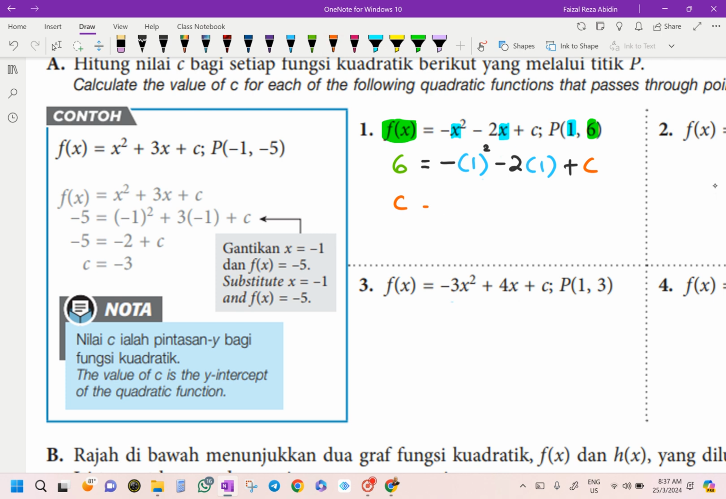Ada orang kata macam mana cikgu? Okay, buat satu-satu. This is 6 equals, this one you are going to get negative 3, the whole thing here, everything here, plus with C. Then we bring negative 3 to the other side. That's why you're going to get 9. Baru tahu.